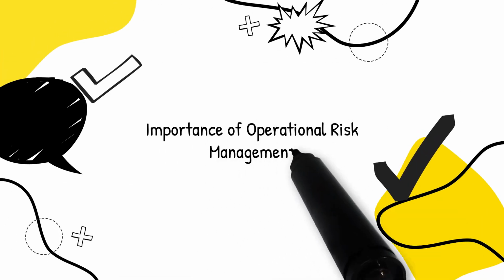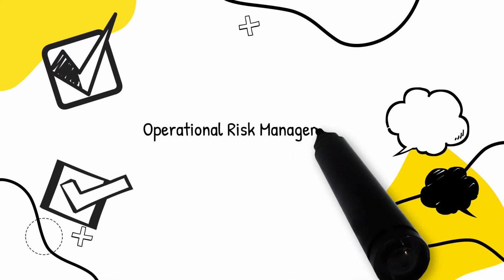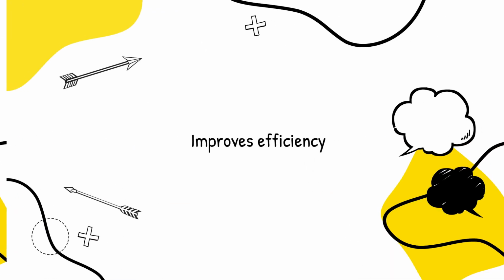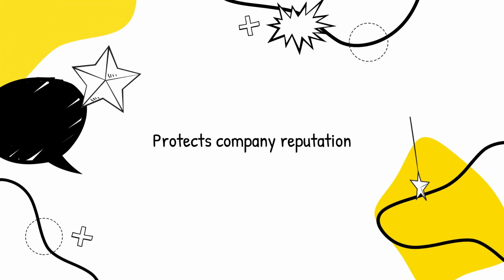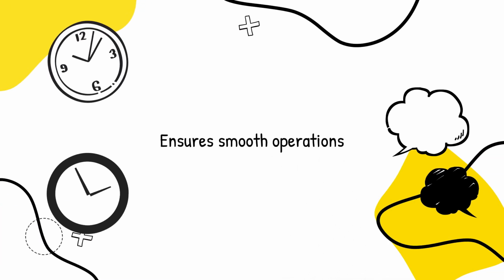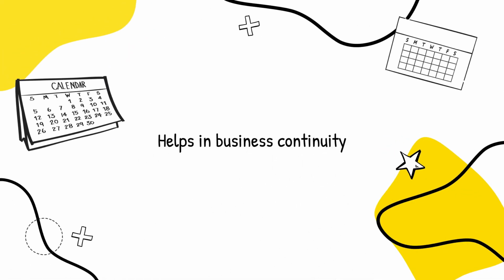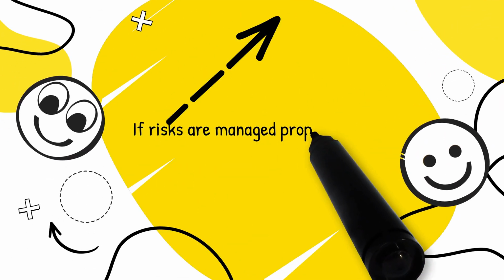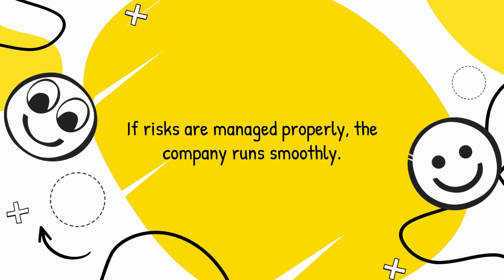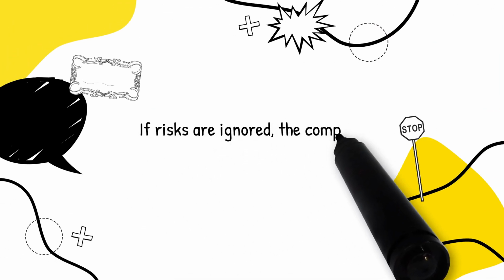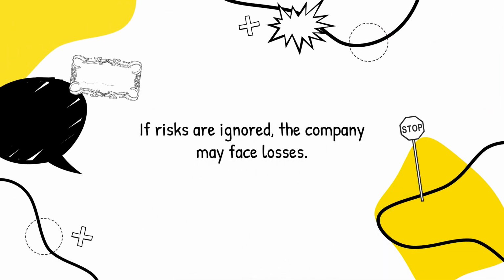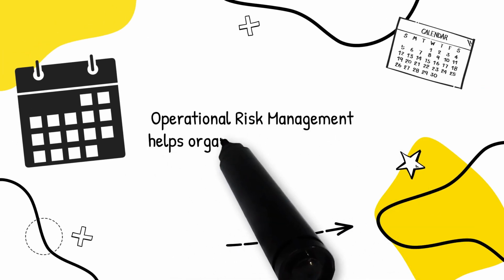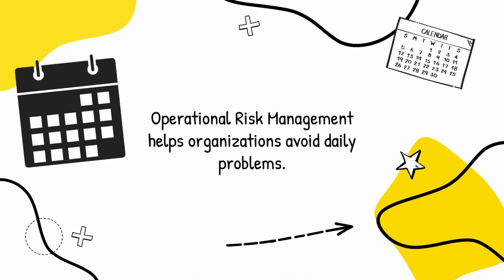Importance of operational risk management. Operational risk management is important because it reduces losses, improves efficiency, protects company reputation, ensures smooth operations, helps in business continuity. Very easy example of importance: if risks are managed properly, the company runs smoothly. If risks are ignored, the company may face losses. Student-friendly sentence: operational risk management helps organizations avoid daily problems.